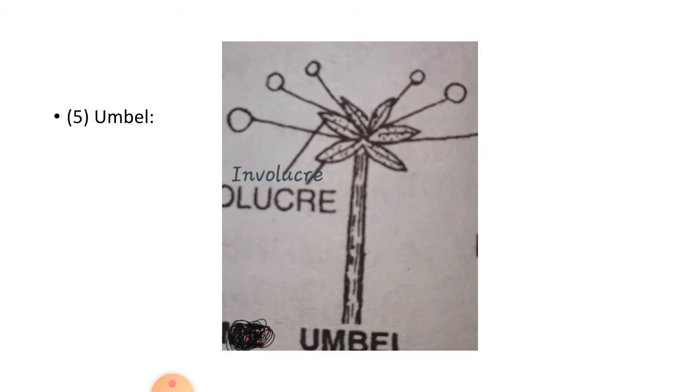In this umbel arrangement, an involucre or a whorl of bracts is often present at the base of the flowers. Umbel is the characteristic inflorescence of the family Apiaceae, Umbelliferae. It is found in the Apiaceae family. Umbel inflorescence.